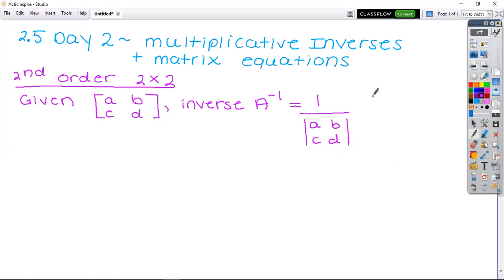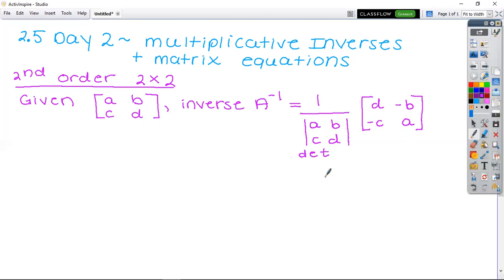And then multiplied by, and there is a little pattern to this. What you're going to be doing is you are going to take your original matrix. You are going to flip the major diagonal. So A goes there, B goes there. And then you are going to negate the C and the B. So I'm going to do negative C and negative B. And again, in case you forgot, this stands for your determinant.